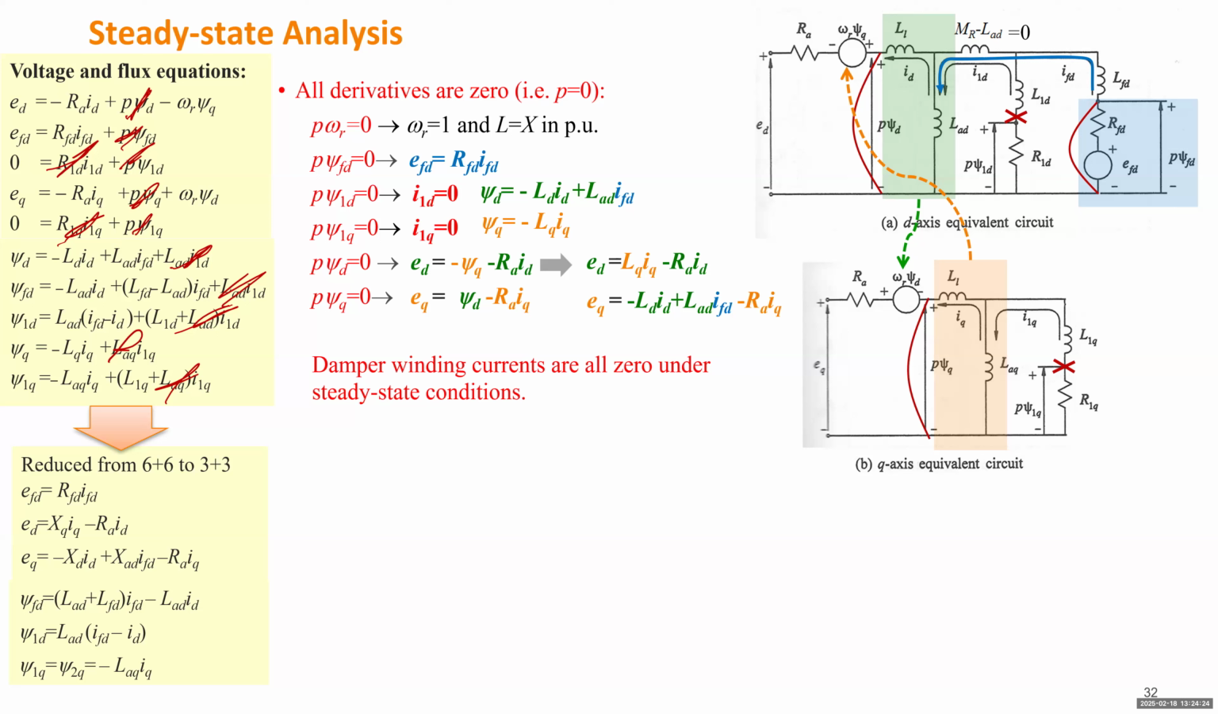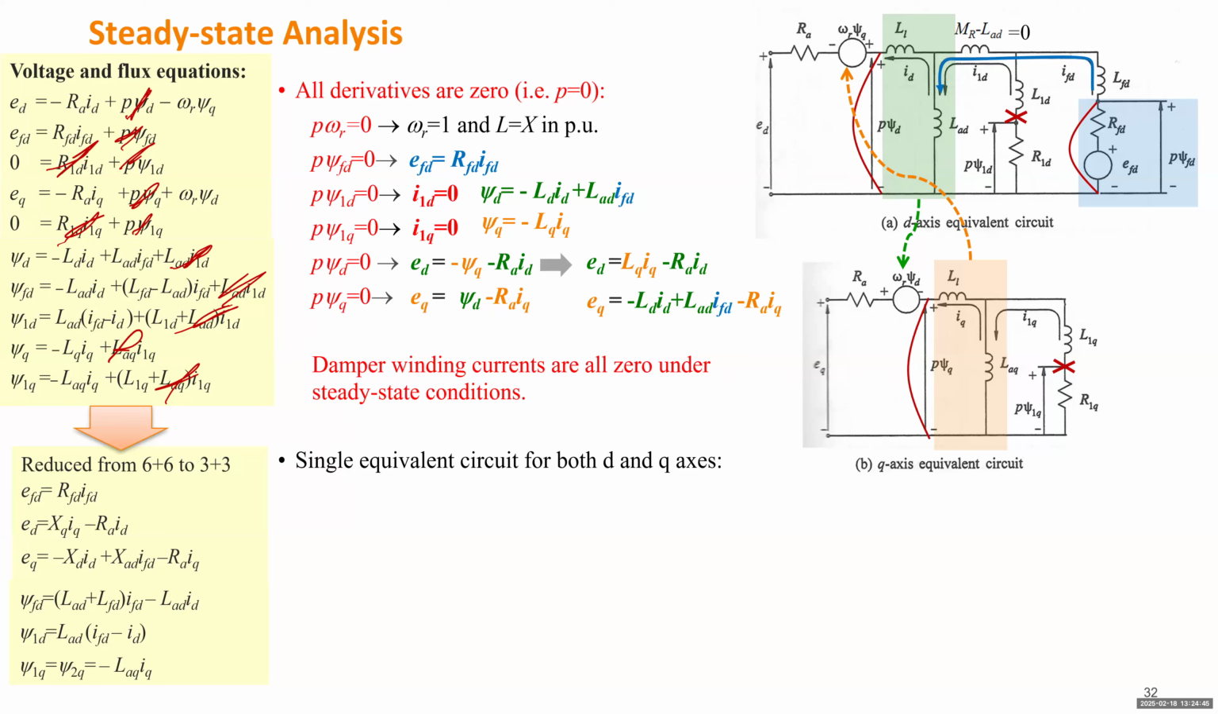And both sets of equations become algebraic equations. So they're not differential equations anymore. And damper winding currents are 0 under steady state condition. So now we have simpler circuits, but they're still presented as separate D-axis circuit and Q-axis circuit.